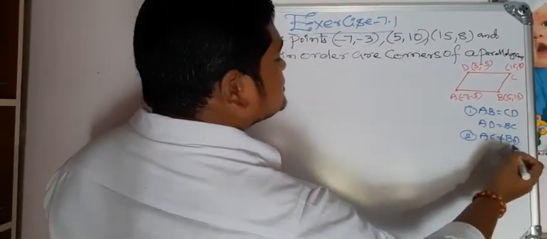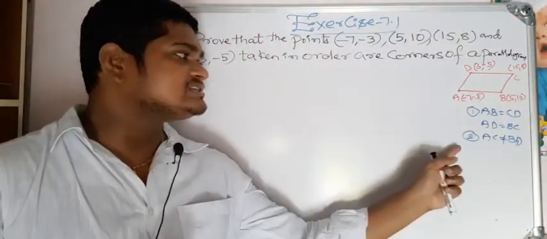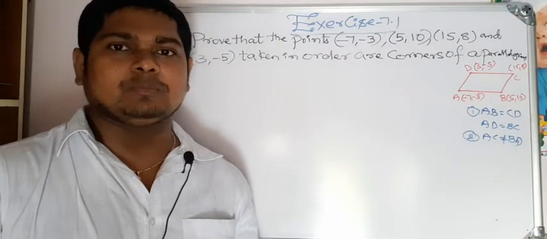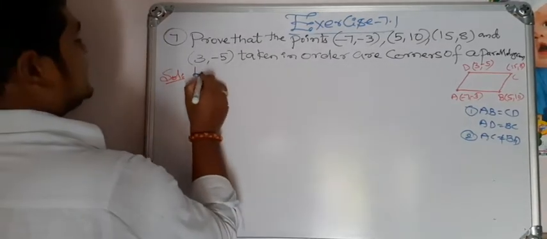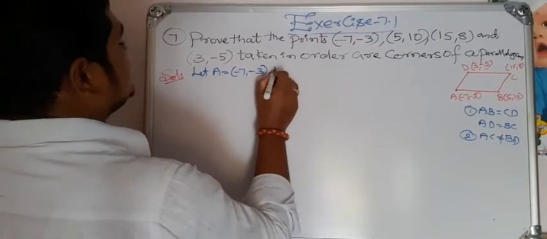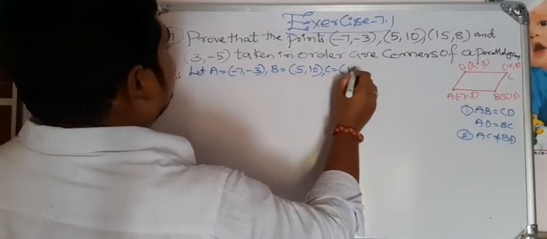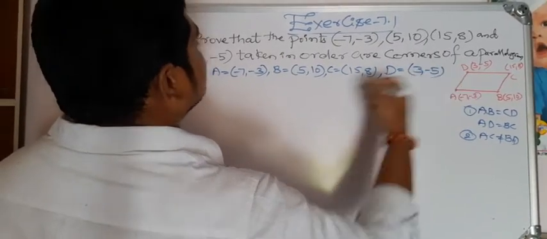If we prove these three conditions, then if it satisfies the three conditions, we can conclude it forms a parallelogram. Now let us check. Next, coming to the solution: let A = (-7, -3), B = (5, 10), C = (15, 8), and D = (3, -5).